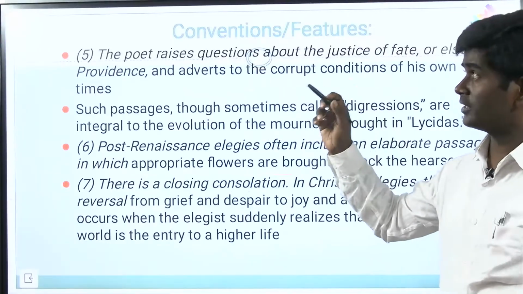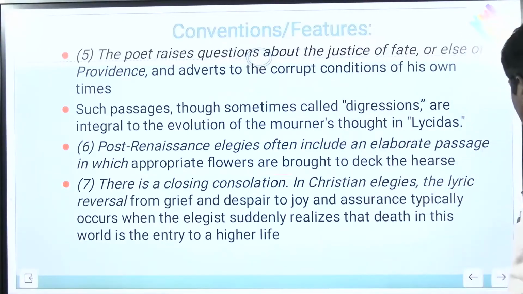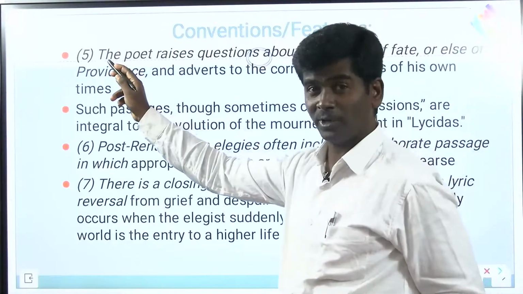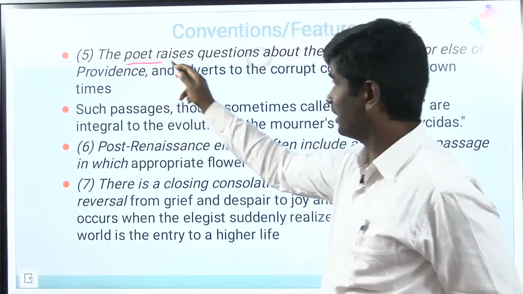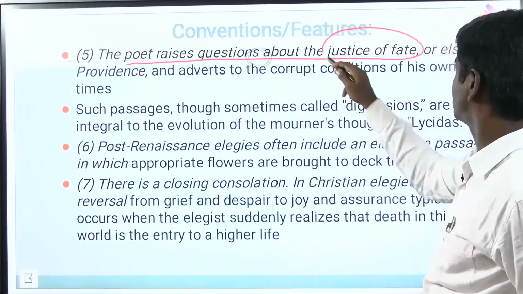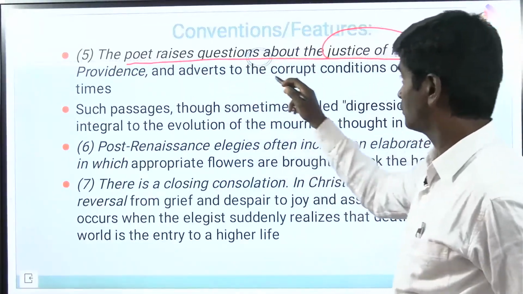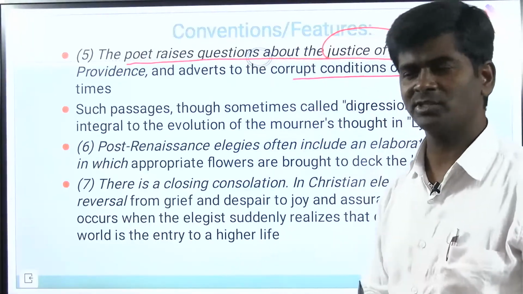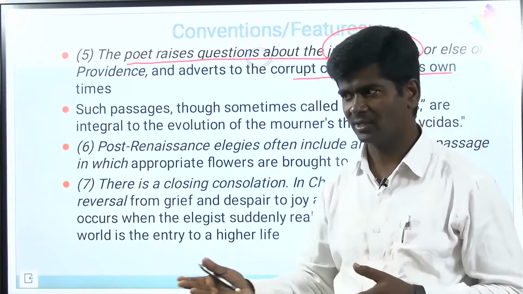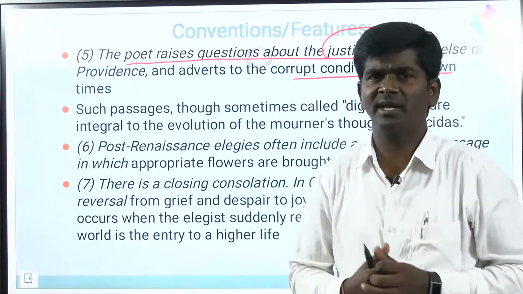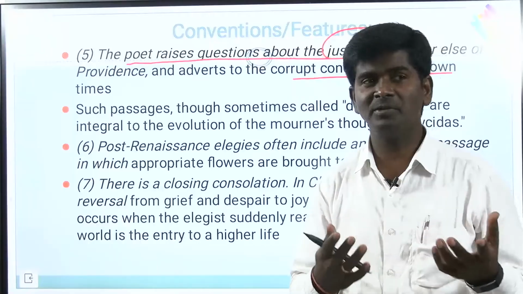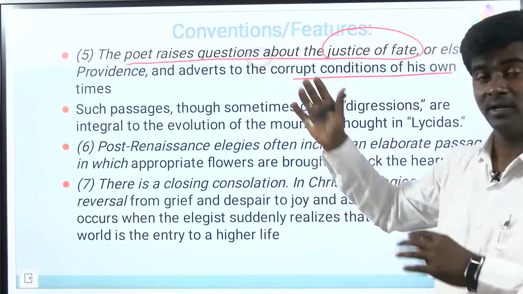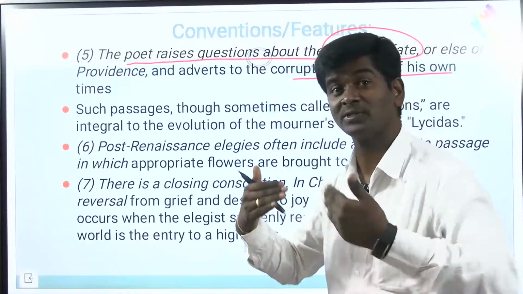Next, the poet raises questions about the justice of the fate. Next characteristic is going to be the poet. The poet is nothing but the mourner. The poet raises questions about the justice of the fate, or else of providence, or is adverse to the corrupt conditions of his own times. Because of bad tensions, because of the bad luck, because of the bad fate, the person is dead. When someone dies, what do people say? People say his time is not good, hence he is dead. That is what the poet says in the poem in the process of his mourning.